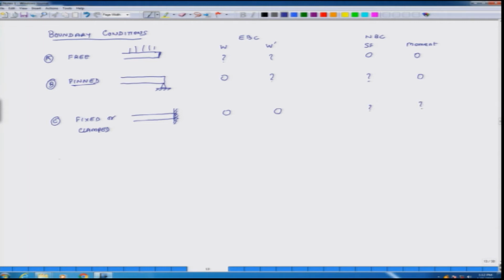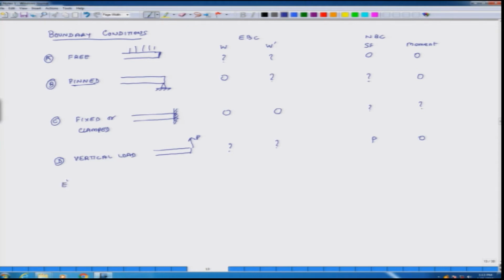The fourth condition is vertical load. What is the case here? I have an end here and I apply a force P. In this case, W is unknown and so is the slope, but the shear force is P and moment is 0. Moment at the end which I am applying the external force is 0.